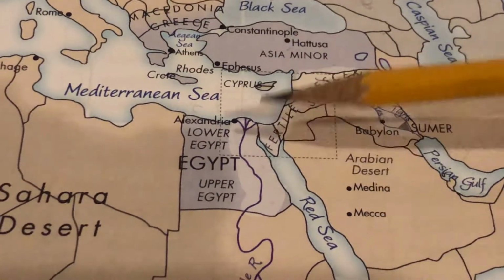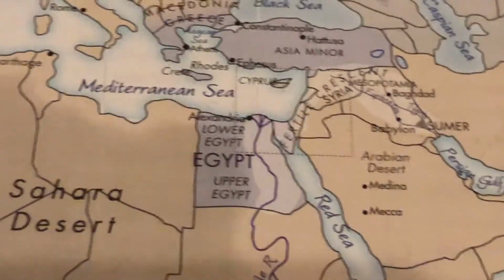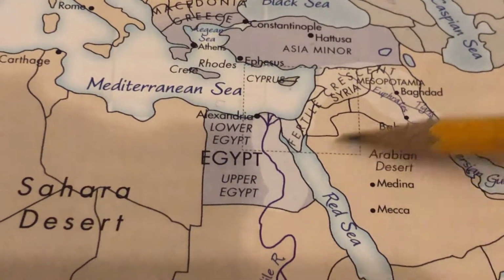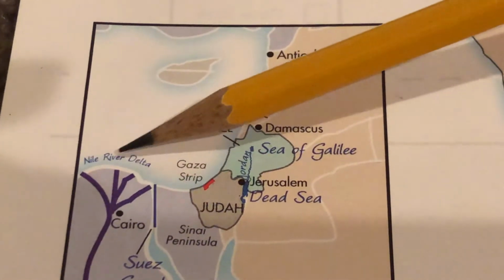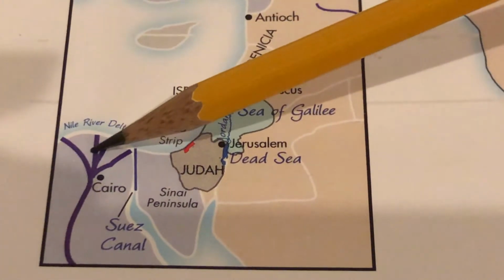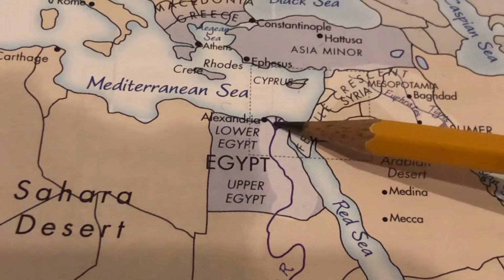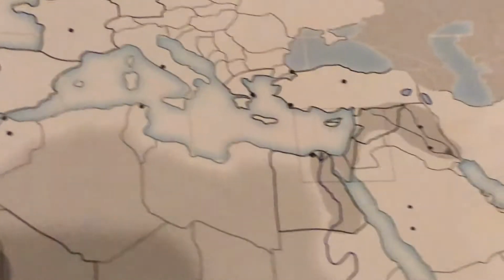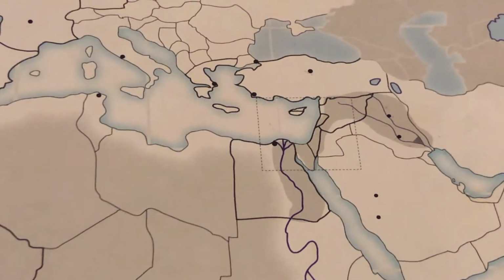is this area right here, but it's not labeled. But if you go down to our little dotted square in the corner, it is labeled right here, Nile River Delta. So on Memory Master, you could point here or here. Okay, so now I ask and you point, where is the Nile River Delta?